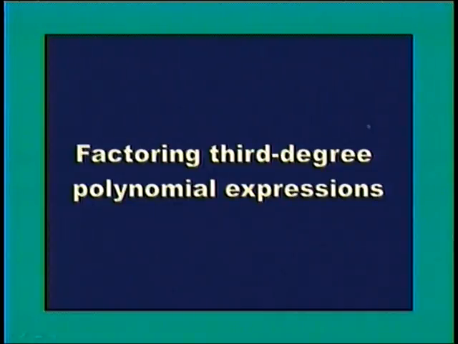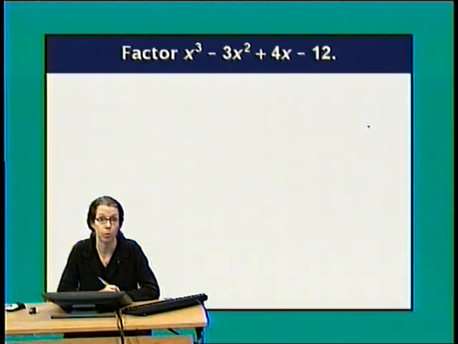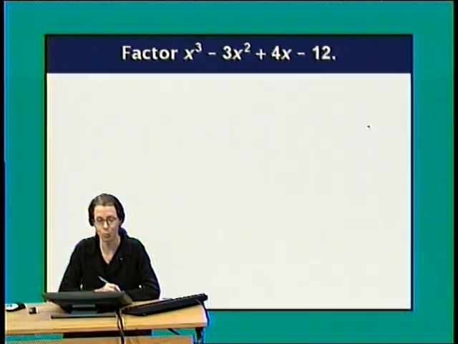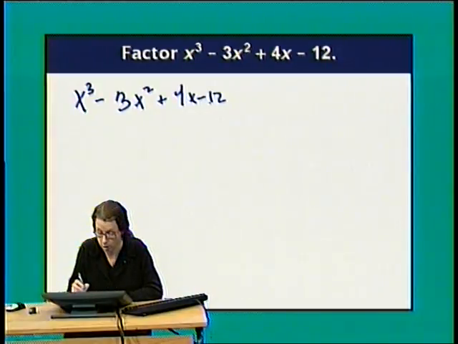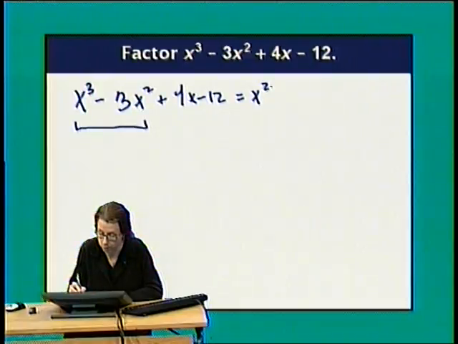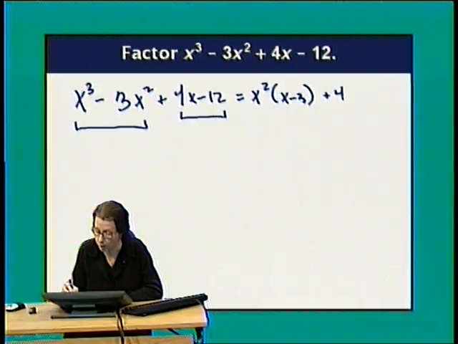So we're going to finish off Lesson 9 factoring a couple of third-degree polynomial expressions. Here we have x cubed minus 3x squared plus 4x minus 12. These four terms do not have a common factor other than 1. So I'm going to try this new factoring by grouping trick. I notice a common factor of x squared that I can pull out of the first two terms. That will leave behind a binomial factor of x minus 3. I also see a common factor of 4 in the last two terms. When I factor that out, that leaves behind a binomial factor of x minus 3.